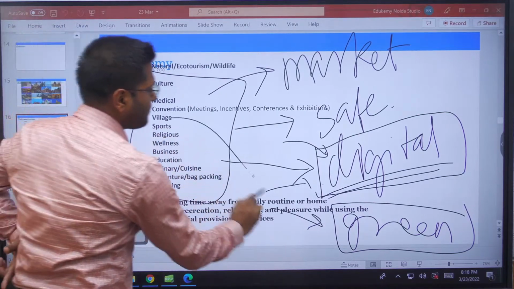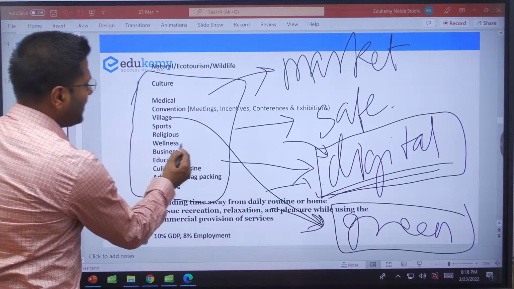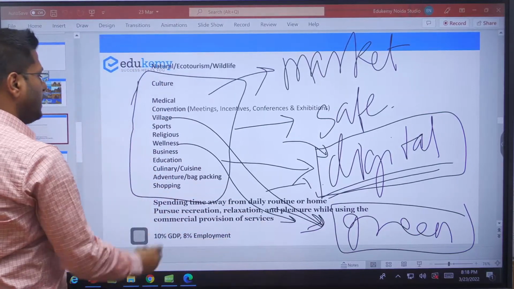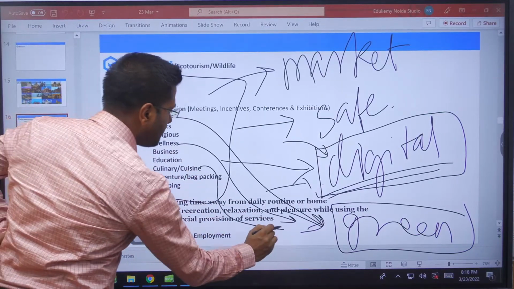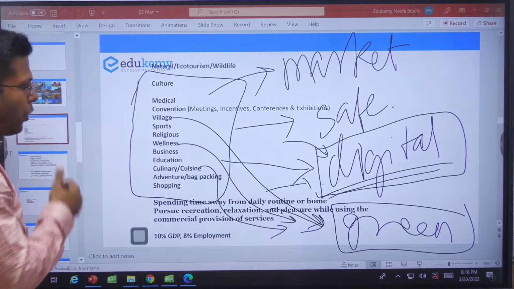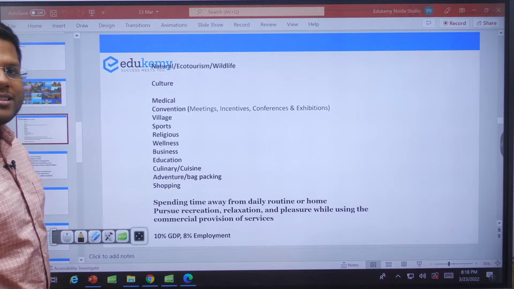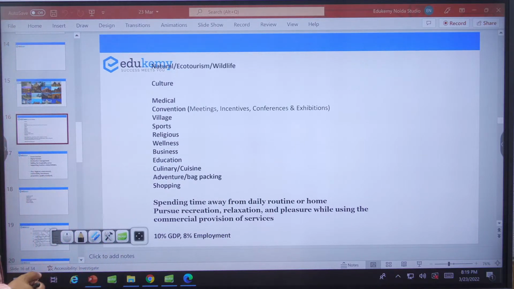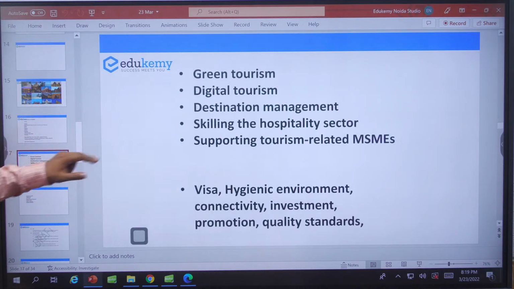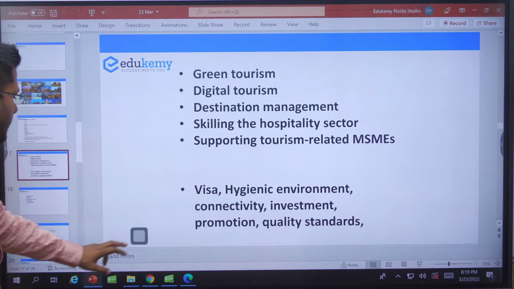So village tourism, sustainable. Wellness tourism, sustainable. Cuisine tourism, sustainable. Make all of them related to green, or something more eco-sensitive or ecologically productive. Right, so this is what India has focused on. What are the chief areas of focus? These are the chief areas of focus that I found.